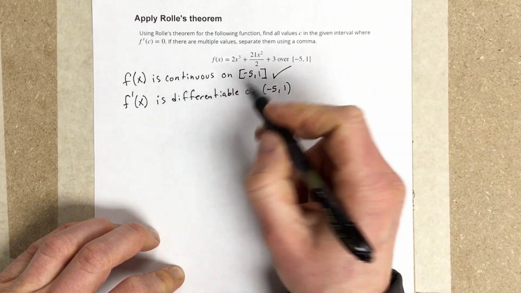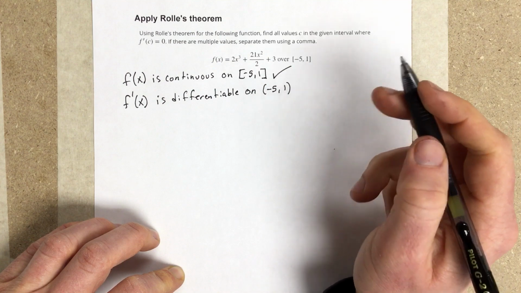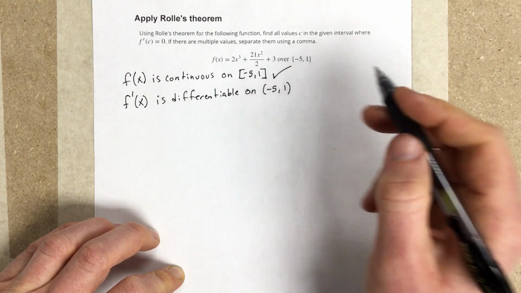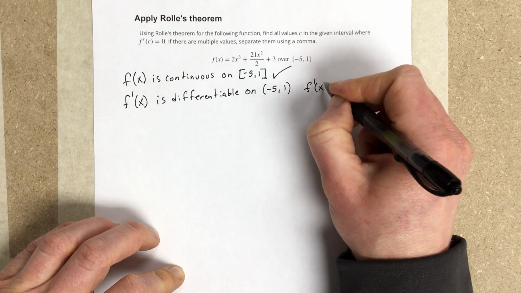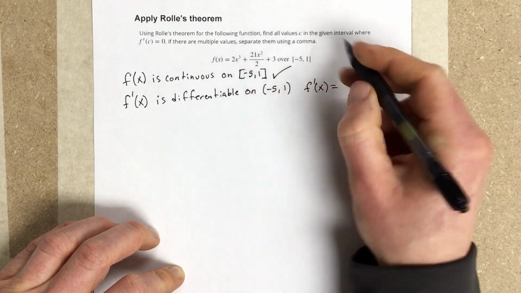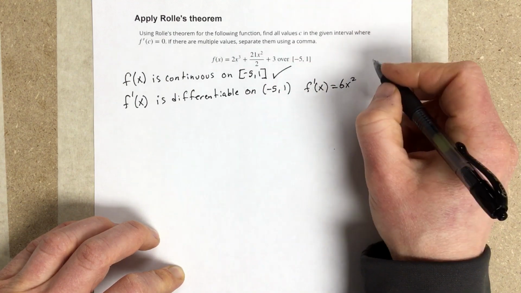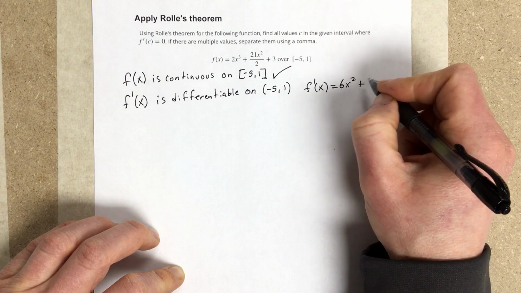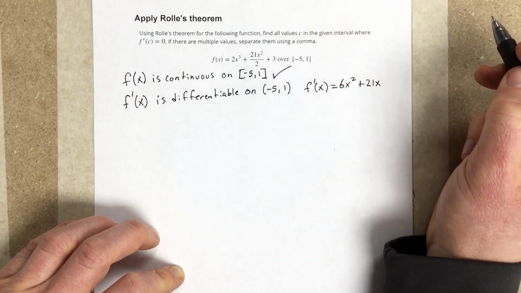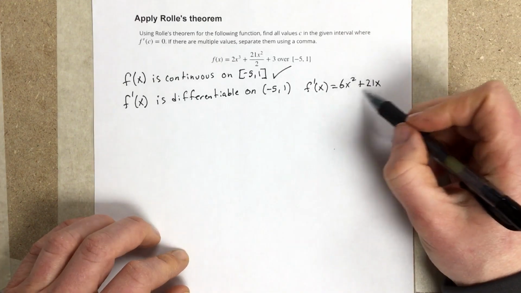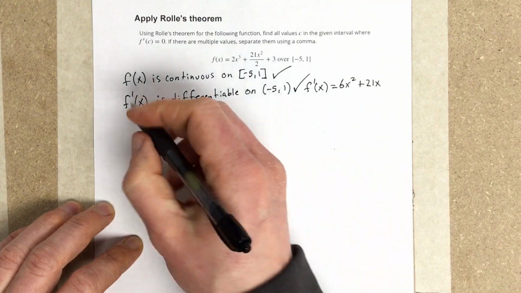Now, differentiable just means, are there any domain restrictions for the derivative? It just means continuous for the derivative. Let's find the derivative here. So f prime of x would equal, bring the 3 to the front, you get 6x squared. Bring the 2 to the front, you get 21. Right, the 2's cancel, so I get 21x. And the derivative of 3, that cancels. Well, this is a polynomial again, so yes, it will be differentiable.